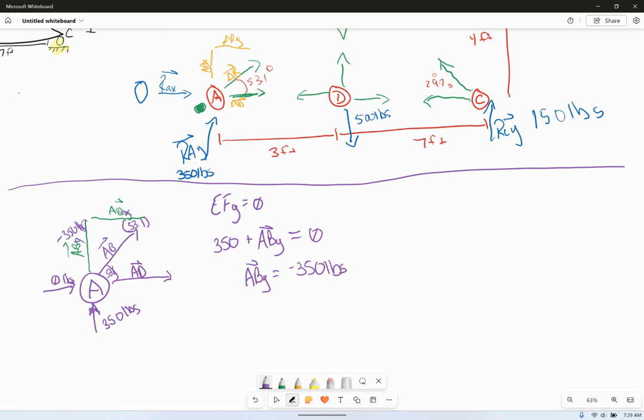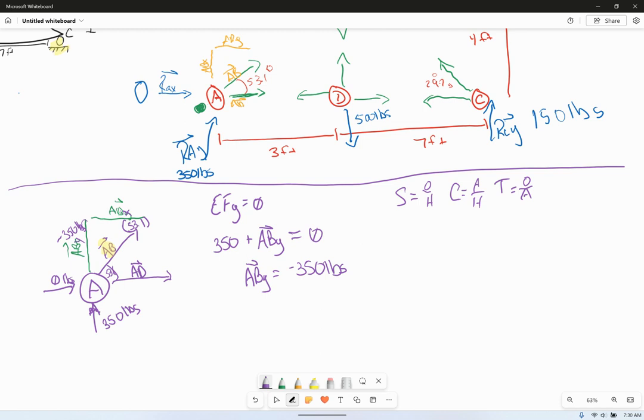So now what I need to do is find this vector, this AB. This is what I really need to find. So in order to find this, we're going to go back to our SOHCAHTOA. Sine is equal to the opposite over the hypotenuse. Cosine is equal to the adjacent over the hypotenuse. Tangent is equal to the opposite over the adjacent.